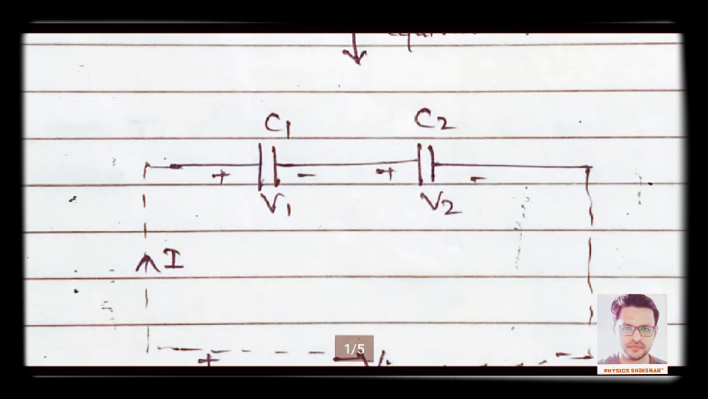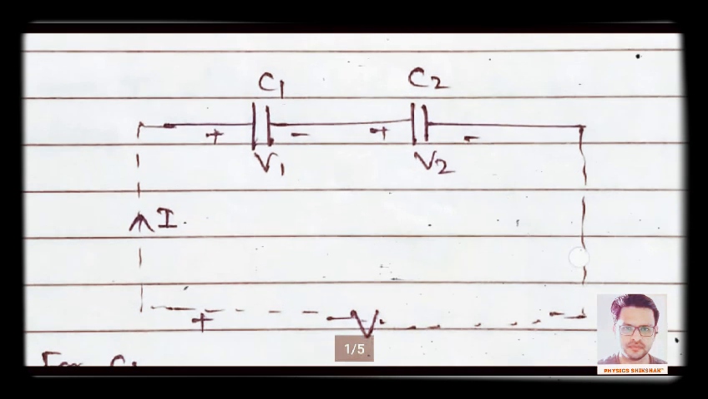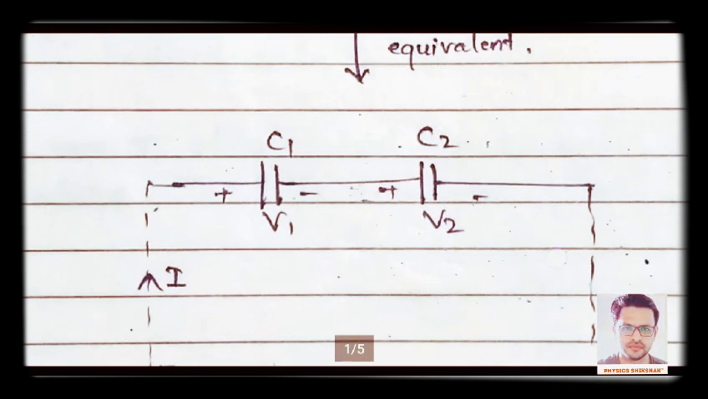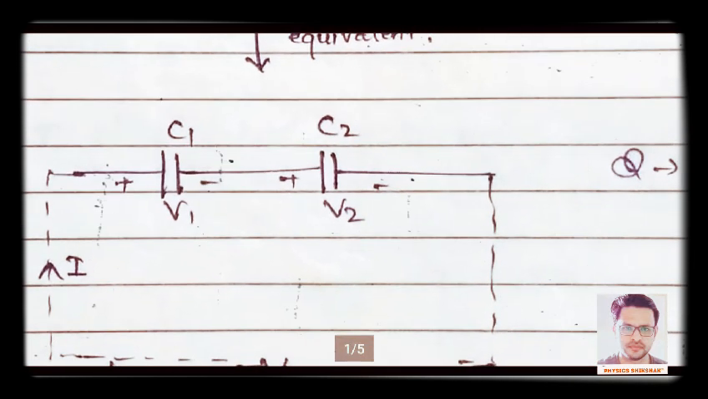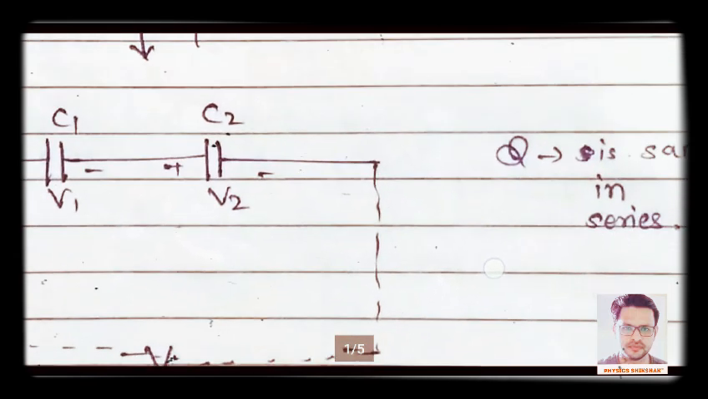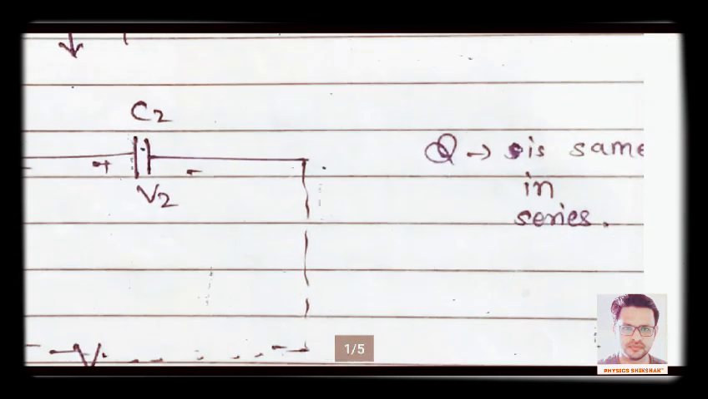And here we are talking about charges, because we know the flow of charges is called current. So I can also say like this: suppose total charge Q gets released from the battery and will pass through C1, and the same amount of charge will pass through capacitor C2. So I can say in series combination, Q is the same, meaning charge is the same in a series circuit.